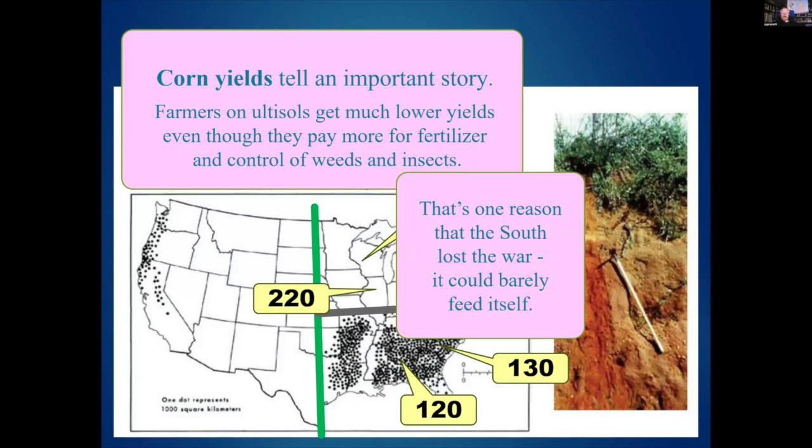In fact, one of the reasons that Robert E. Lee took an army up that Shenandoah Valley up into Pennsylvania was to steal food from Pennsylvania farmers. You know, he wanted to get to a place where he could live off the land.